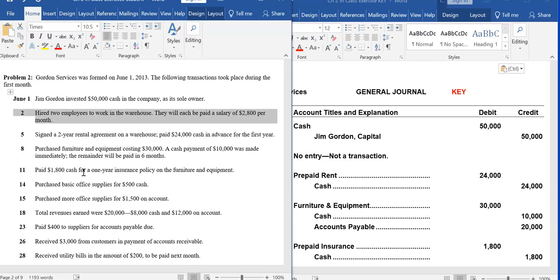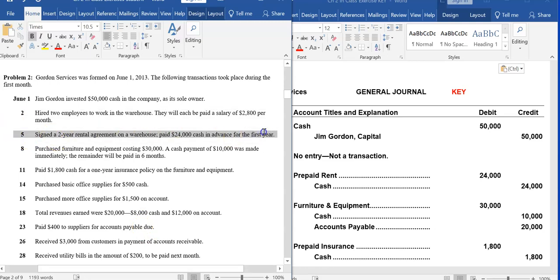There is nothing to record in the general journal to get it into the accounting system because there was no business transaction. Remember, business transactions have to involve the exchange of resources. On June 5th, the company signed a 2-year rental agreement on a warehouse and paid $24,000 cash in advance for the first year. We are paying for the rental for the next year.